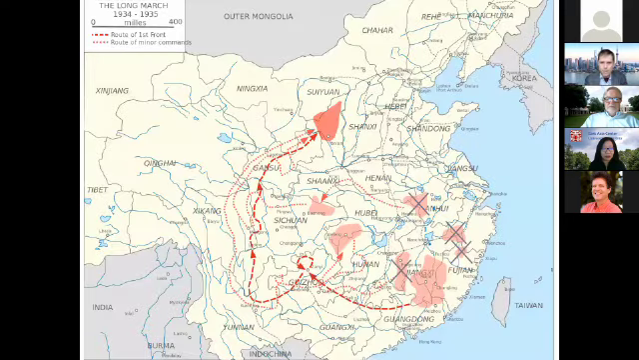Here's a great map of the Long March illustrating how the Chinese communists took advantage. I don't know to what extent it was intentional. Certainly they left southern Jiangxi province because they were being attacked by the nationalists. And you can see where the arrows end up, that is the Yan'an area, where they established their first permanent base of support, one that lasted until victory in 1949.